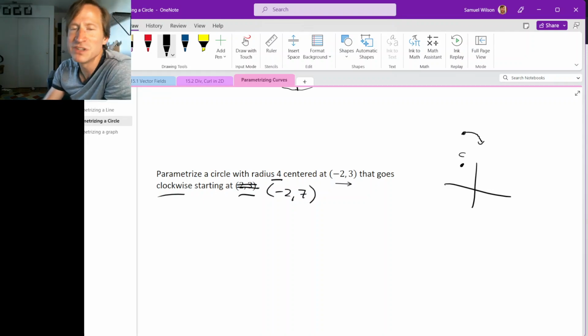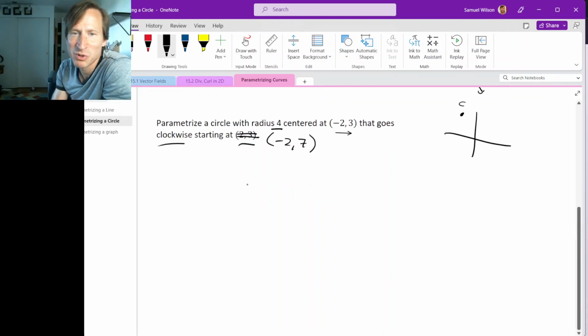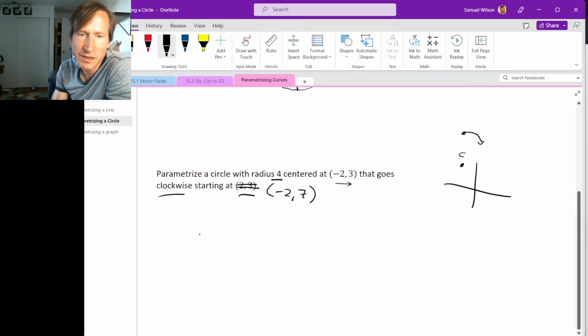There are lots of points of view on how to come up with a parametrization for this. They all give you equivalent results in the end, but here's one way of thinking about it. So let's start with cosine and sine.